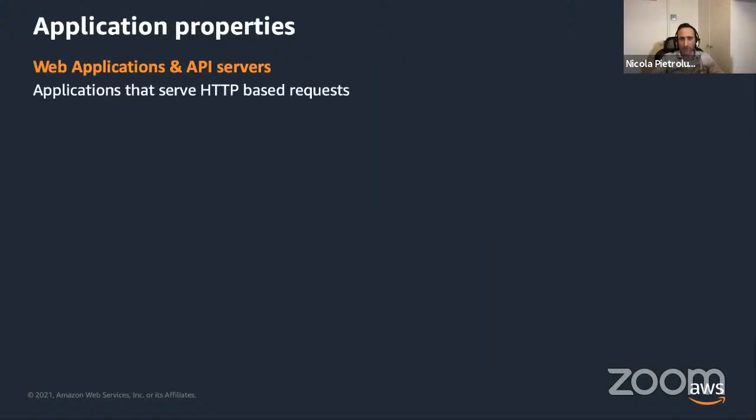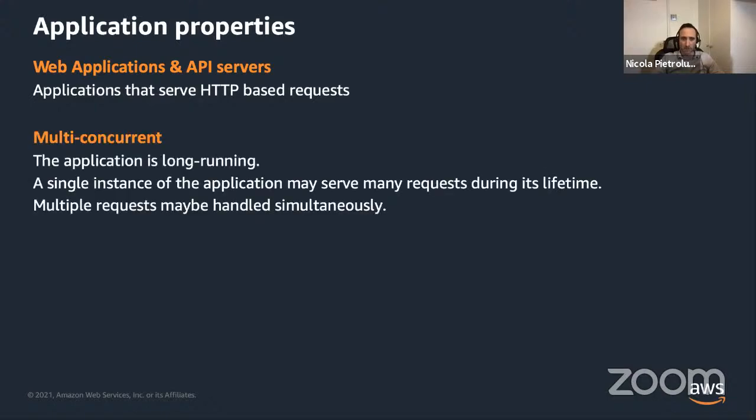App Runner is suited for web applications and front-end or back-end API servers, basically anything that serves HTTP-based requests. The application must be written as a longer-running server that can service many requests during its lifetime, even simultaneously. So it's not like a Lambda function where one invocation only handles a single request and exits.